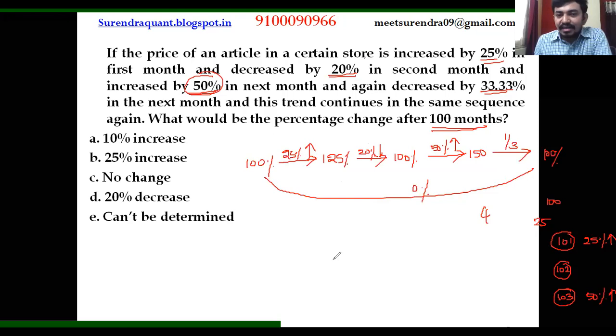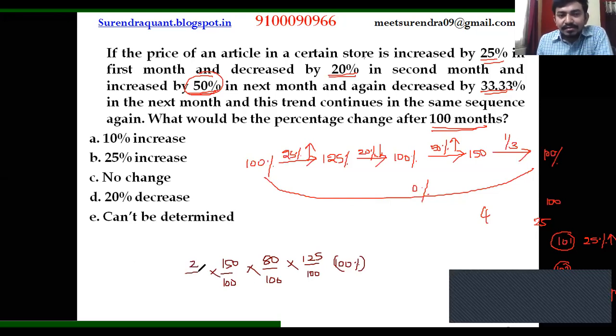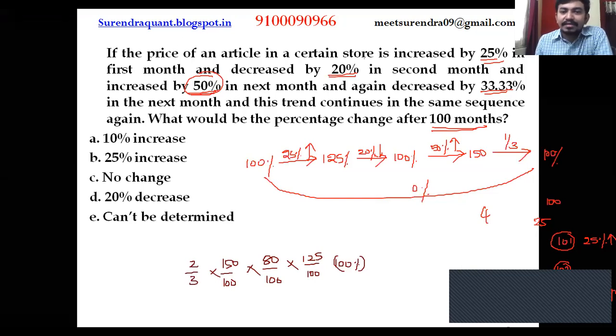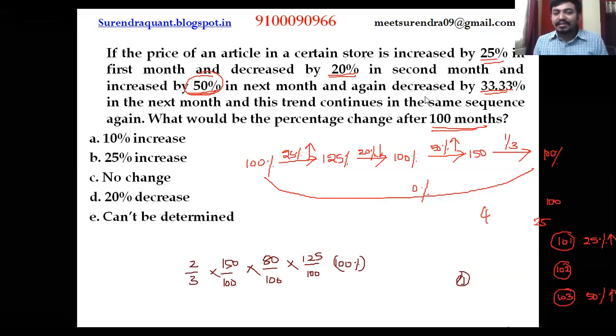Or even if you want to go with multiplying factors, let us say 100% value is there, right? 25% increase, it becomes 125% of the value. Later, 20% decrease, 80% value. Later, 50% increase, 150% of the value. Later, 33.33% decrease. Friends, if 1/3 is decreased, then 2/3 will be present, right? So 2/3 will be present. So if you simplify this, you'll get 100% again. How? Let us see.